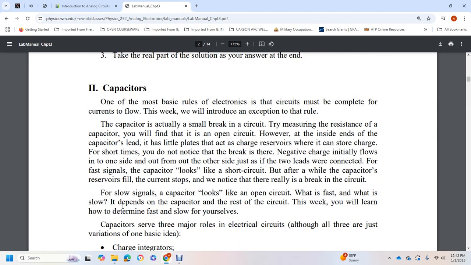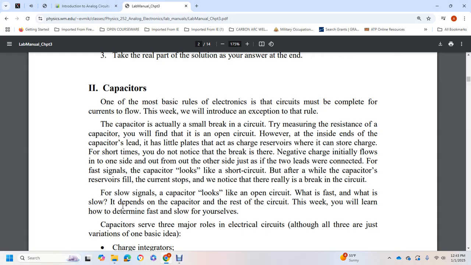Capacitors. One of the most basic rules of electronics and circuits is that there must be a complete circuit for current to flow. This week we introduce an exception to that rule. The capacitor is usually a small break in the circuit; measuring the resistance of the capacitor, you will find an open circuit. Inside, the two ends of the capacitor leave a little place for the charge to reserve.